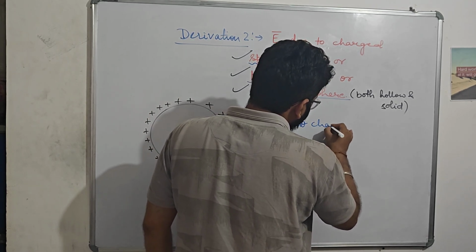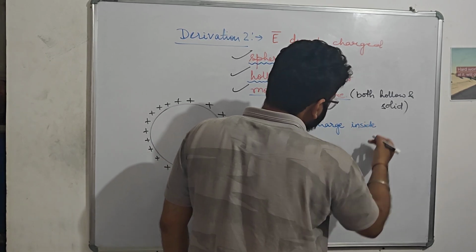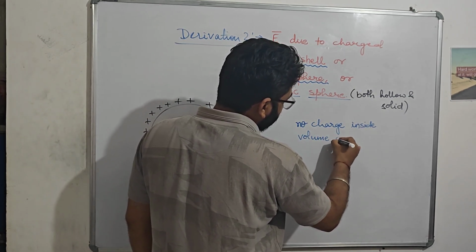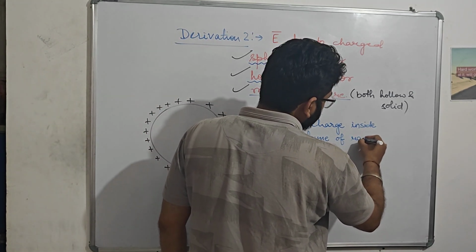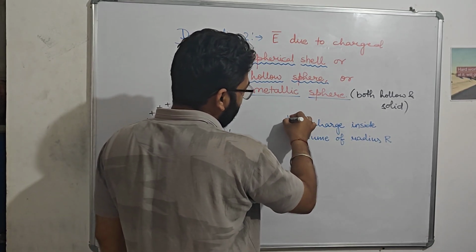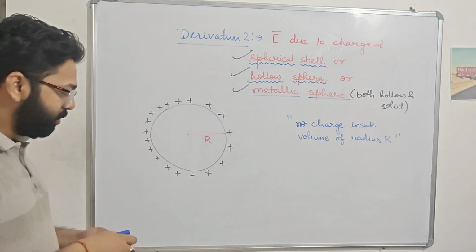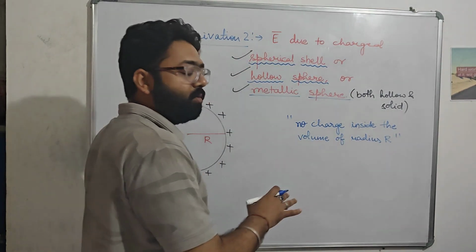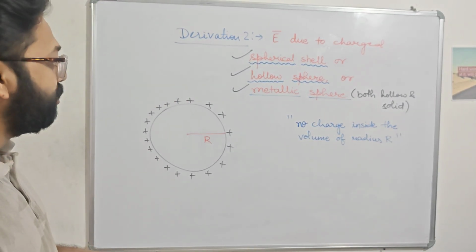No charge inside the volume of radius R. This is a very important point, that there is no charge inside the volume of radius R. There is no charge inside, so all the charges are present on the surface.